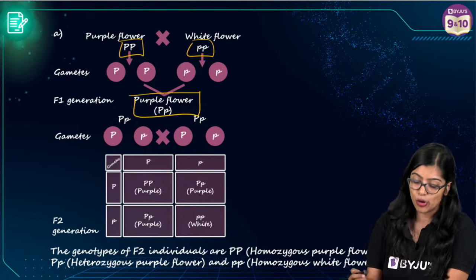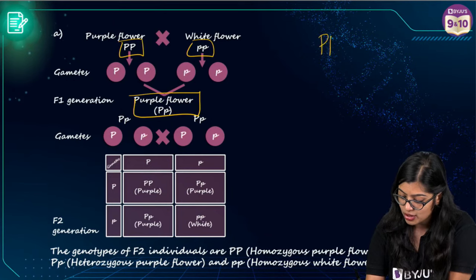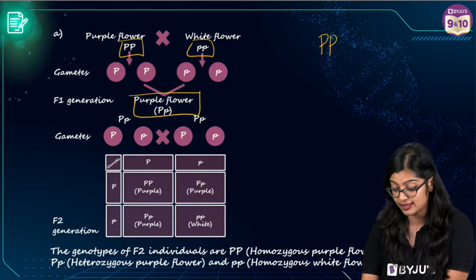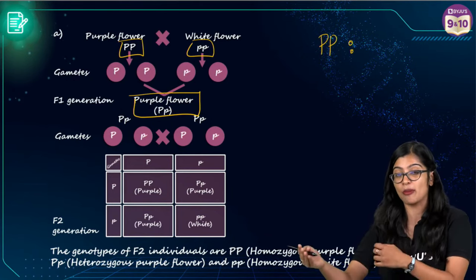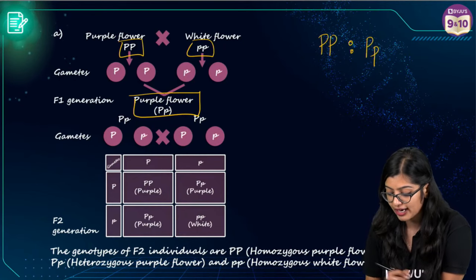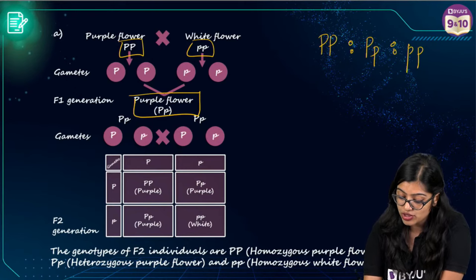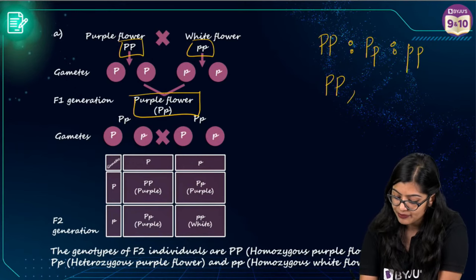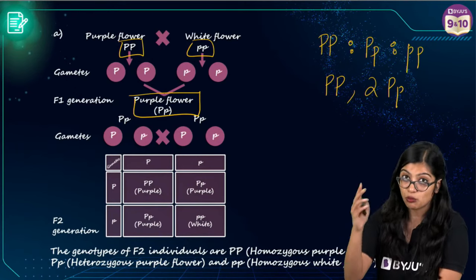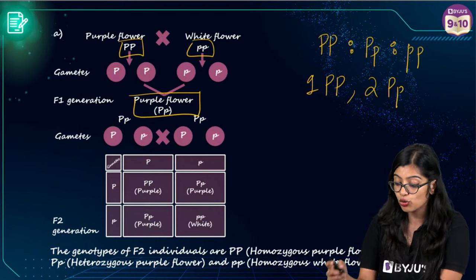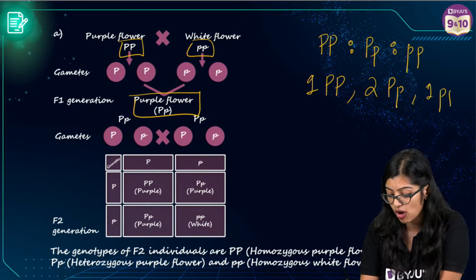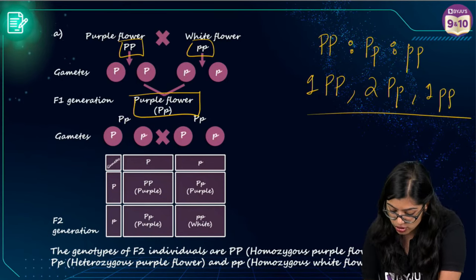When you do your normal monohybrid cross, what are you going to get? You will get one which is homozygous dominant for purple, two which are heterozygous for this, and one white flower, which is this. So what are your genotypes? Capital P capital P, two of them which are capital P small p, and one small p small p. So this is your genotype.